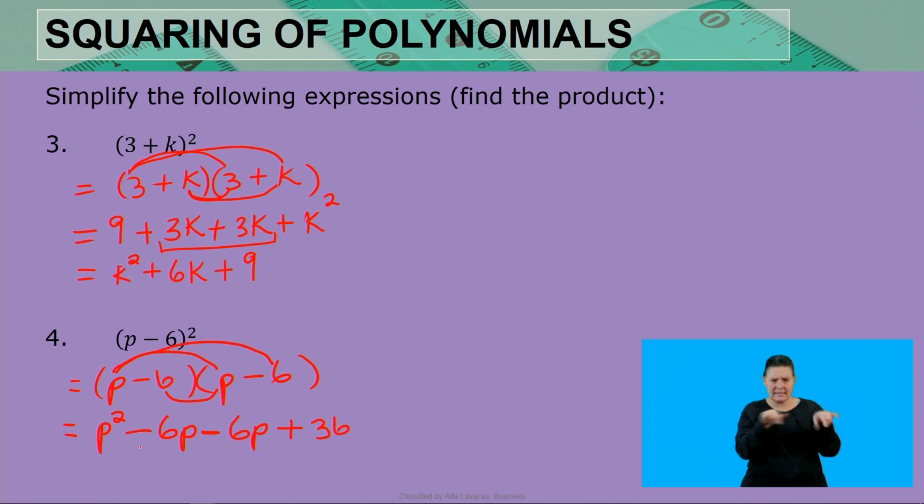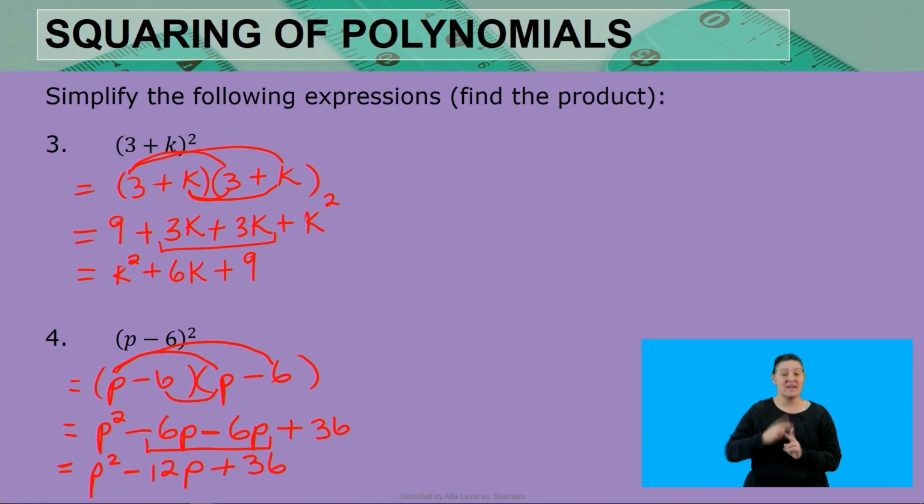There are like terms here. That is the 6p and the 6p. So our final answer is going to be p squared. What is negative 6 minus 6? That is going to be negative 12p. And then we are left with plus 36. So my final answer will be p squared minus 12p plus 36.